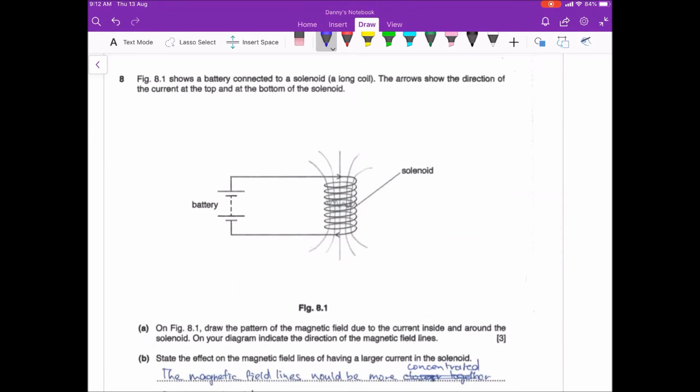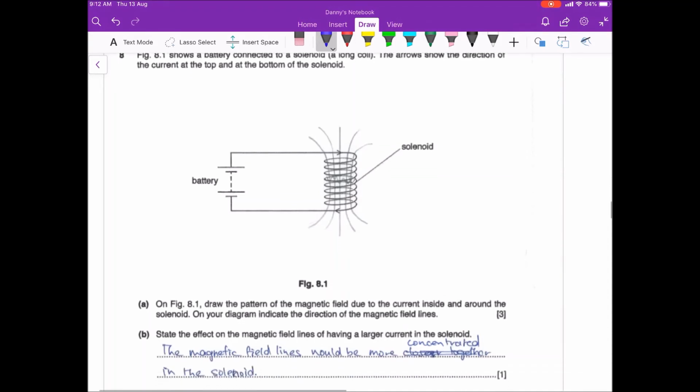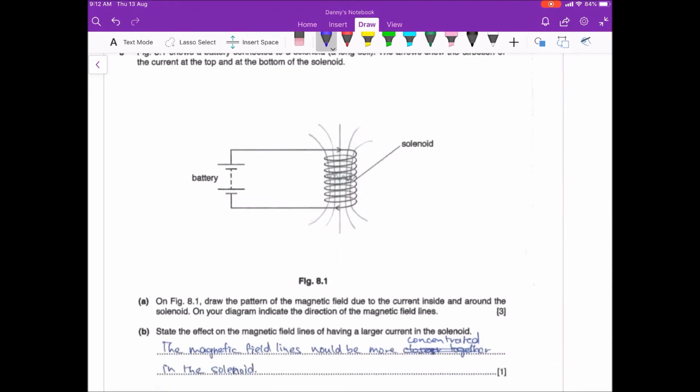Okay, let's look at your question 8. Question 8, just one look from it, you will know that it is about electromagnetism. You will have a coil. Once you see a coil, you quickly think of, okay, magnetic field. Yep. So on 8.1, I'm supposed to draw a pattern of magnetic field. So let's look at it.